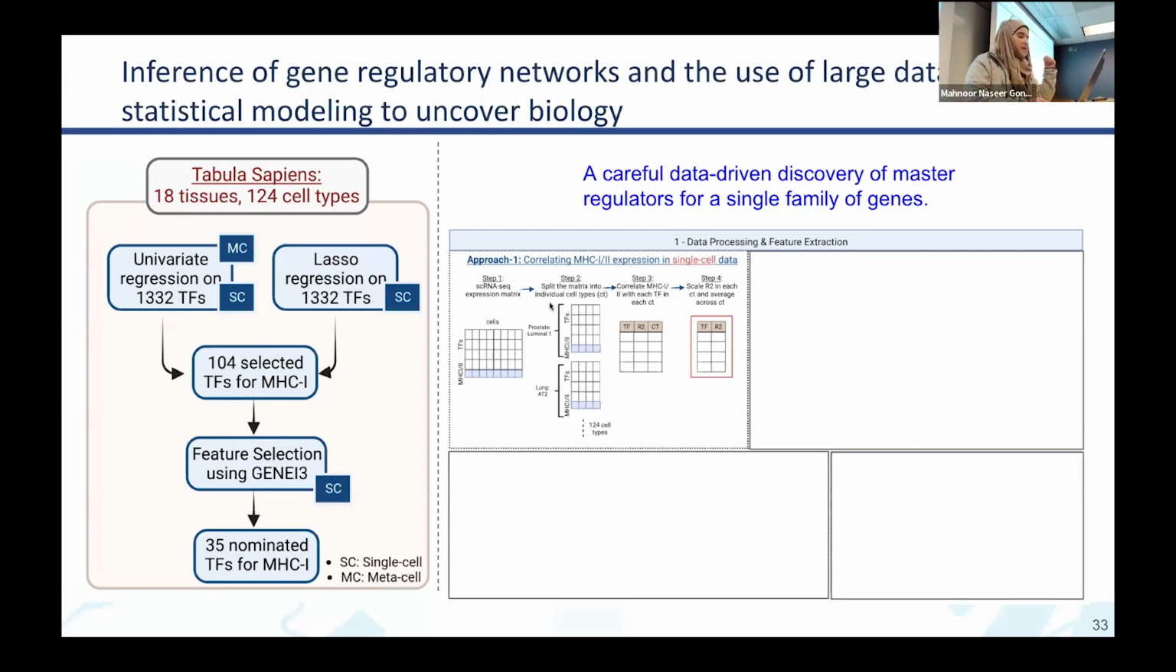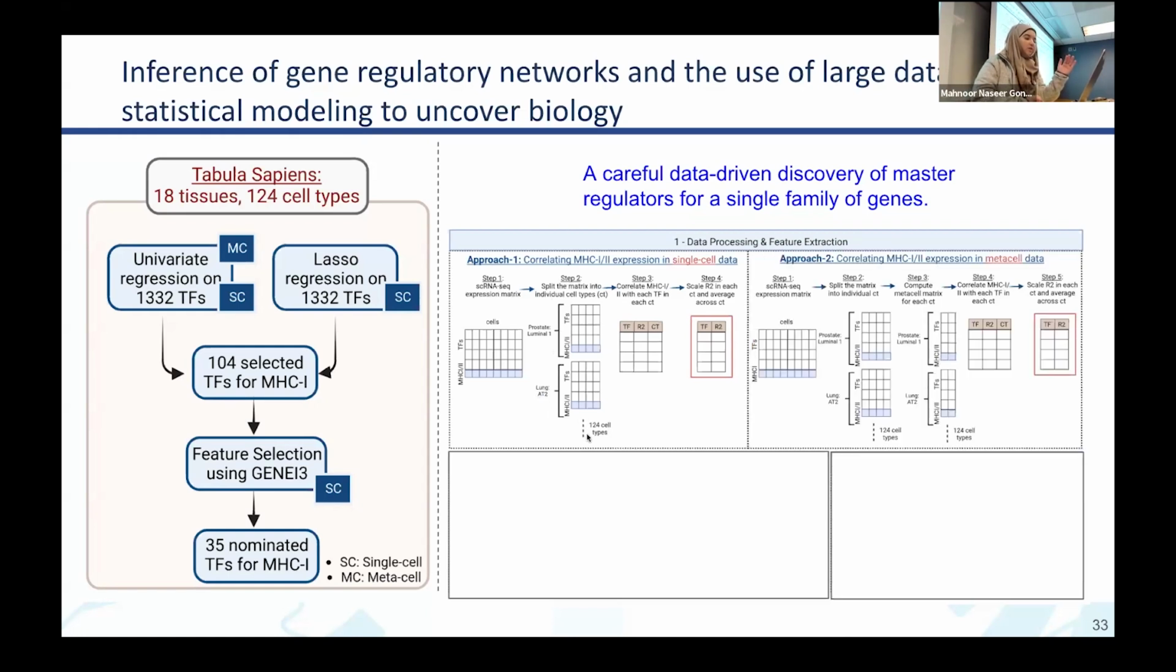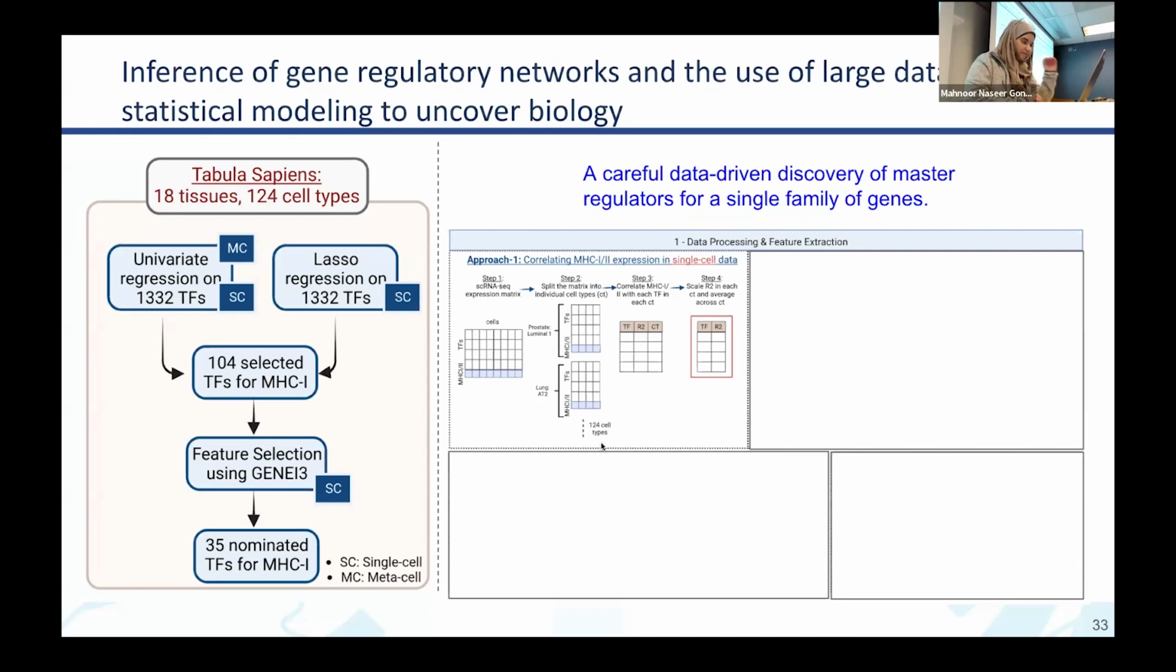The first thing that you do is split the matrix into individual cell types. So for example, prostate luminal, 1 cell, and then you have lung, 82 cells, right? And so on, all the way for the 124 epithelial cell types. Then once you have this, you compute the Spearman correlation between MHC class 1 and each individual epithelial cell type. So you will result in all the transcription factors, like 1,300 transcription factors, with 2 scores: their correlation coefficient score, and in which cell type this score was computed.